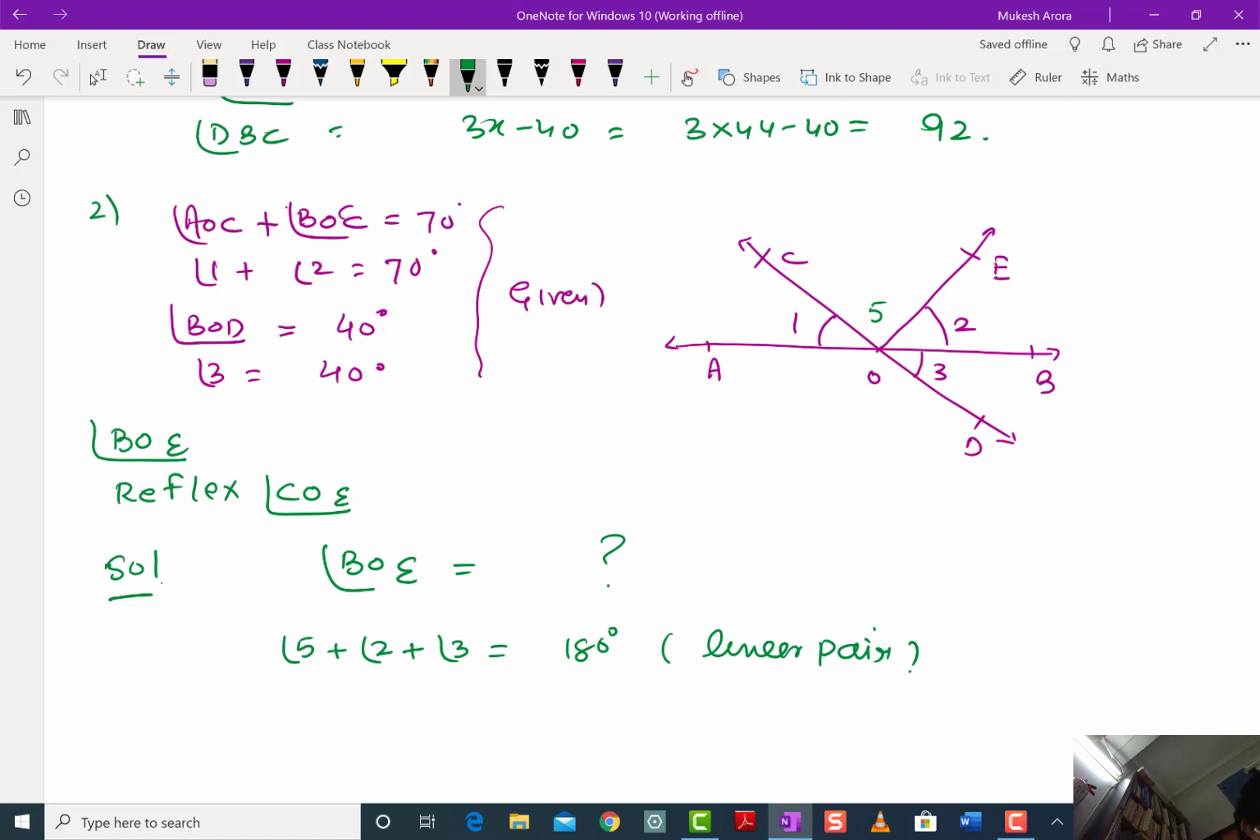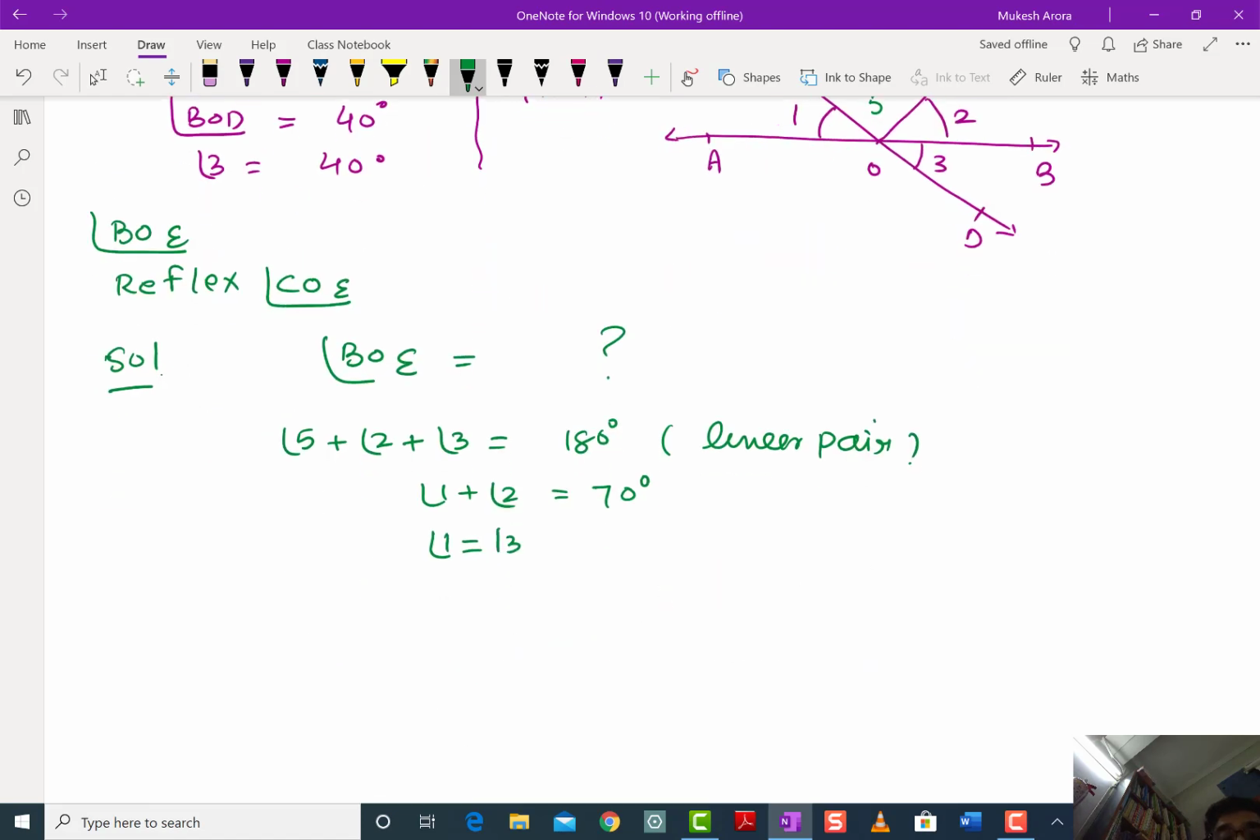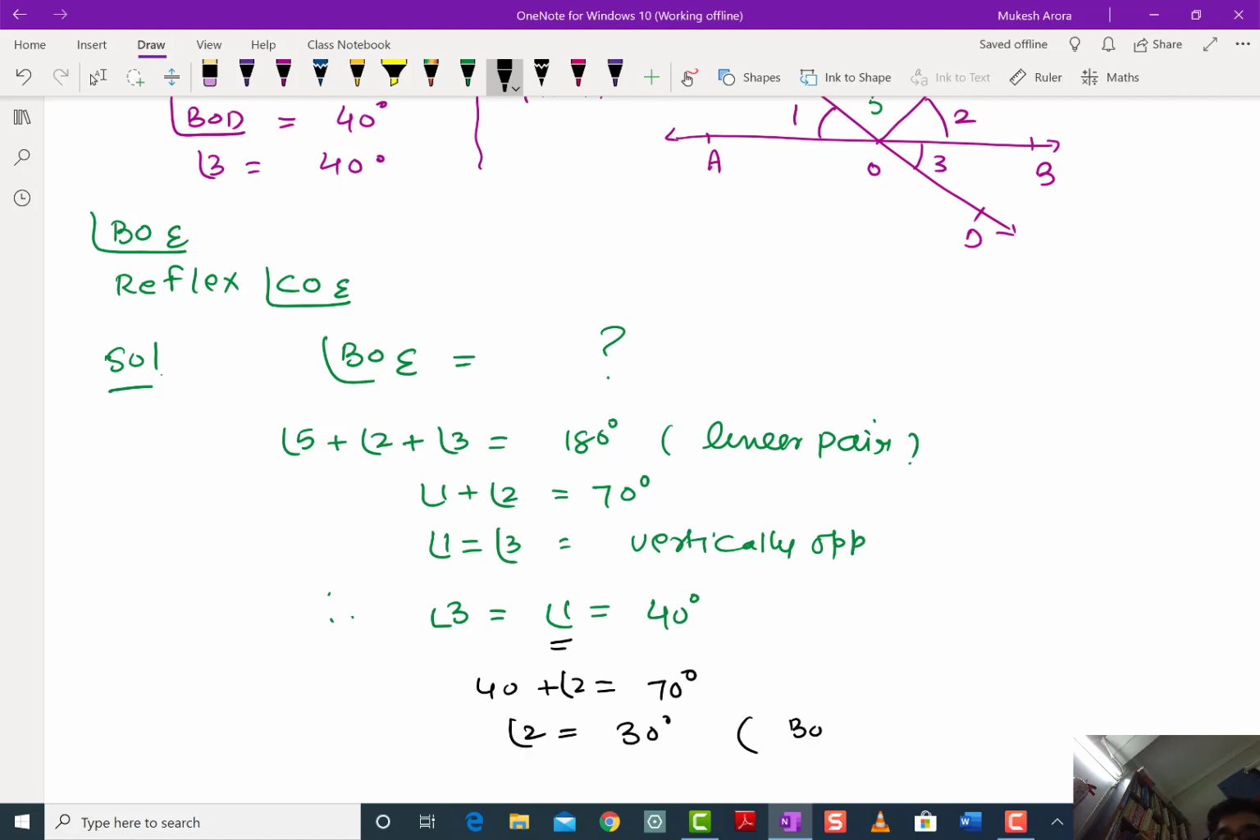We know that angle 1 plus 2 is equal to how much? 70. Angle 1 is equal to angle 3, vertically opposite. Therefore, angle 3 is equal to angle 1 is equal to 40. So now we'll substitute the value. 40 plus angle 2 is equal to 70. So angle 2 is equal to 30. That is angle BOE.